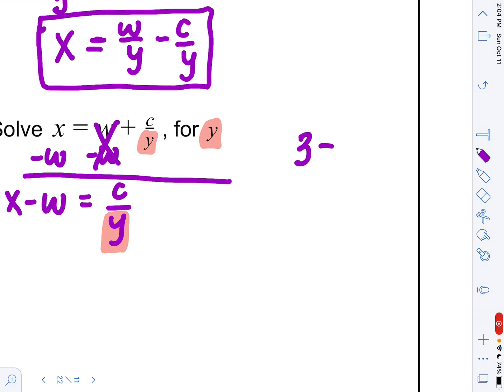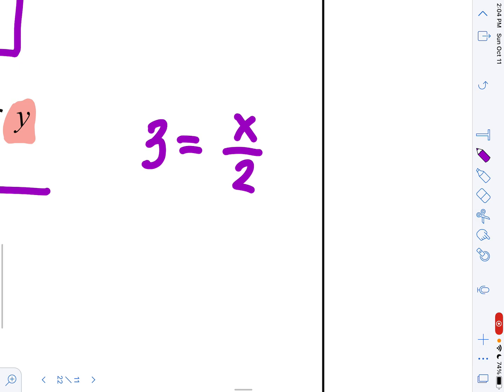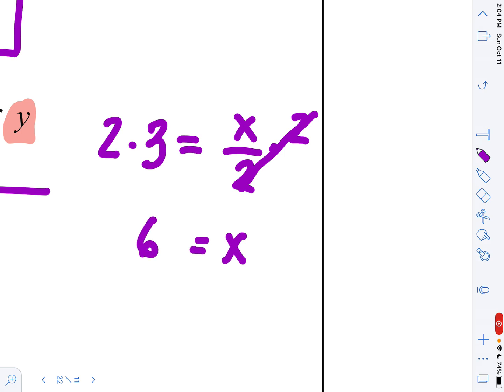Let's do 3 equals x over 2, and pretend we're solving for x. How would we get x alone on the top? Well, we'd have to multiply by the denominator, right? I'm going to multiply each side by 2. So these 2's cancel out, and I have x equals 3 times 2 is 6, right?